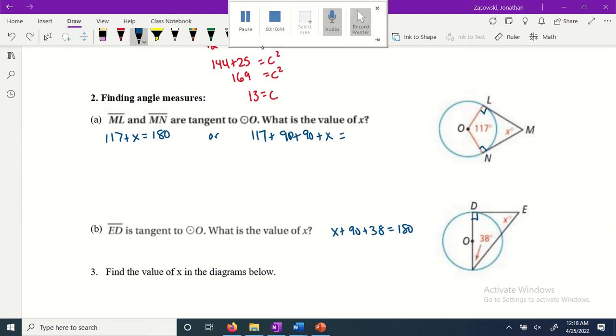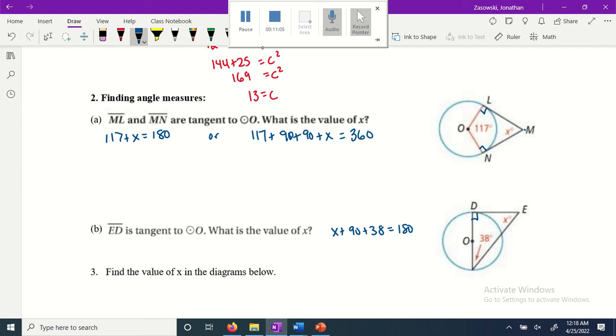Okay, so we have 2 options to solve the first one. Remember, the key thing here is that the radius is perpendicular to the tangent line here. So we have angle L, which is 90, and N, which is 90. So these 4 angles form a quadrilateral, which adds to 360. So we can add all our angles equal 360.